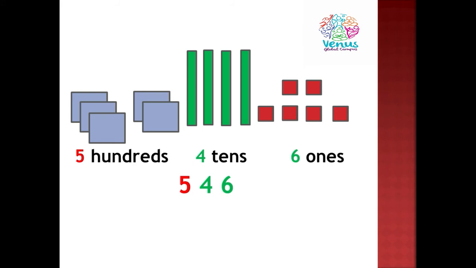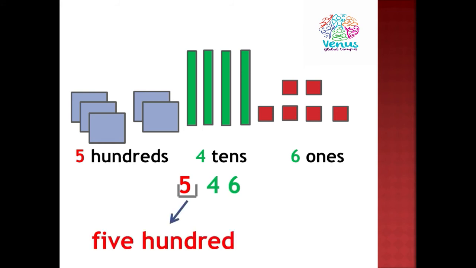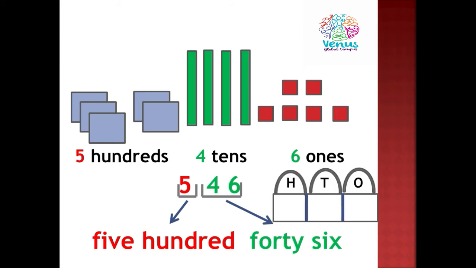How will you read this number? 500, 46. 546. Say with ma'am, 546. This number, if we write it in place value, 5 is in the hundreds place, 4 is in the tens place, 6 is in the ones place.